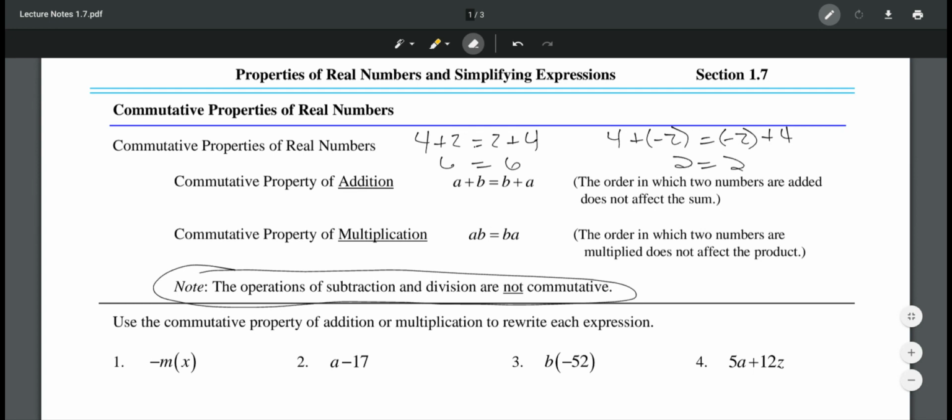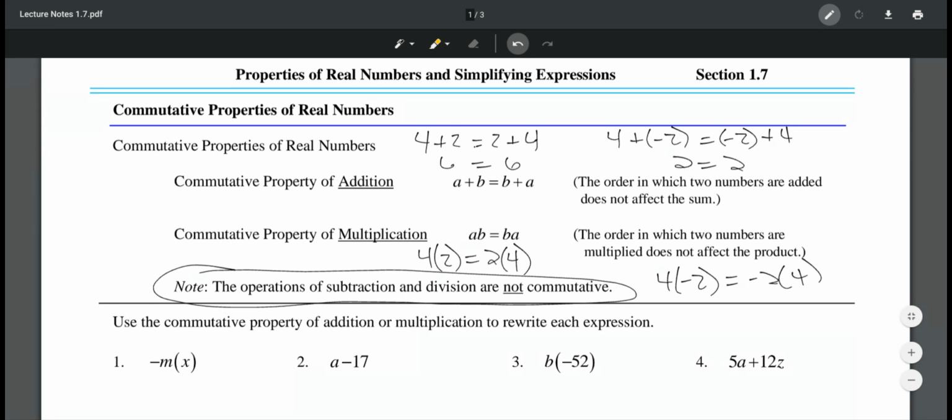Now, multiplication. We can do the same thing. I can take 4 times 2 and equal it to 2 times 4. Notice that I just changed the order. Both sides are still 8. I can do 4 times negative 2, or I could do negative 2 times 4, and both sides would still be negative 8.